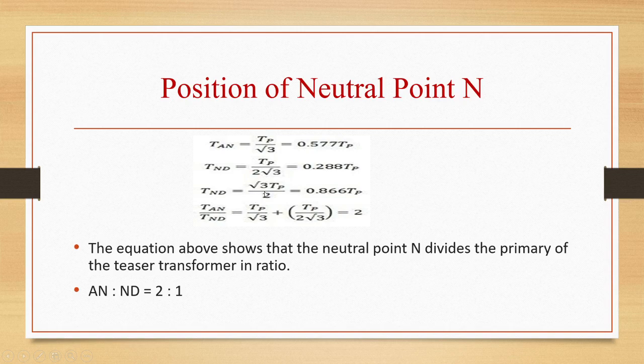TAD is now equal to root 3 by 2 TP, 0.866 TP, and AN by ND, that is TAN by TND, equal to 2. So the equation above shows that neutral point N divides the primary of the Scott-T transformer in the ratio AN is to ND as 2 is to 1.